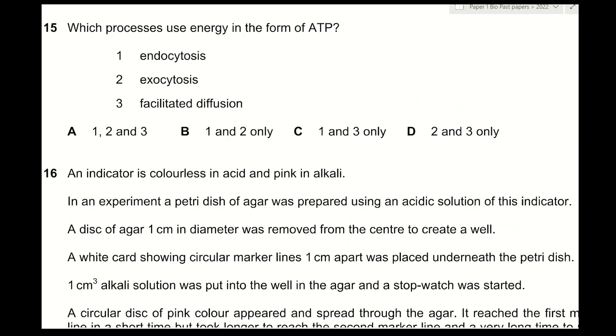Question number 15, which processes use energy in the form of ATP? Now here we have endocytosis and exocytosis. Both of these are correct because the movement of vesicles in and out of the cells do require ATP. 3, facilitated diffusion. So this is incorrect, it's a passive process and it does not require ATP. So facilitated diffusion is the movement of molecules down the concentration gradient but through transport proteins. And it does not require ATP. Therefore, the correct answer is going to be B.